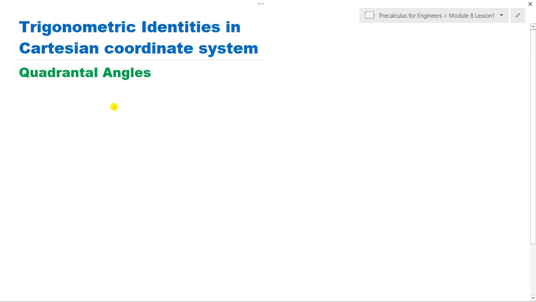Okay, quadrantal angles ta. So this is an additional information regarding the trigonometric functions in Cartesian coordinate system. So unsa ni mga quadrantal angles? Actually, mo na siya yung mga angles nga naglie on the x axis and the y axis. Okay? So, quadrantal angles, nag-start siya sa 0 degree because, di ba, ang angle na nag-lie sa x-axis is 0 degree.